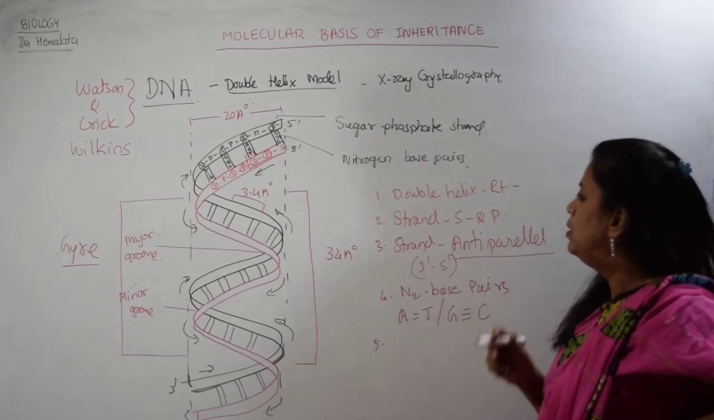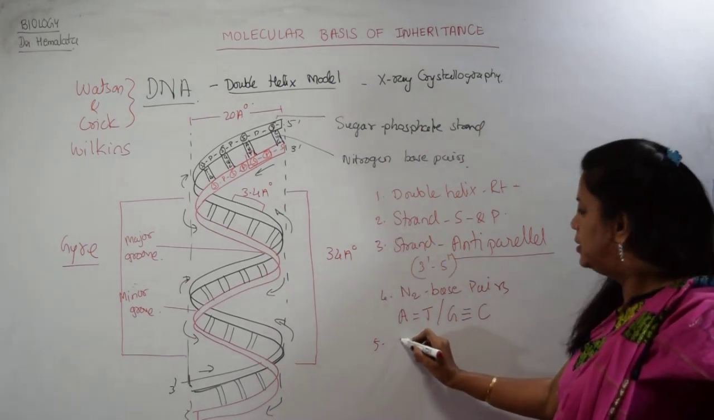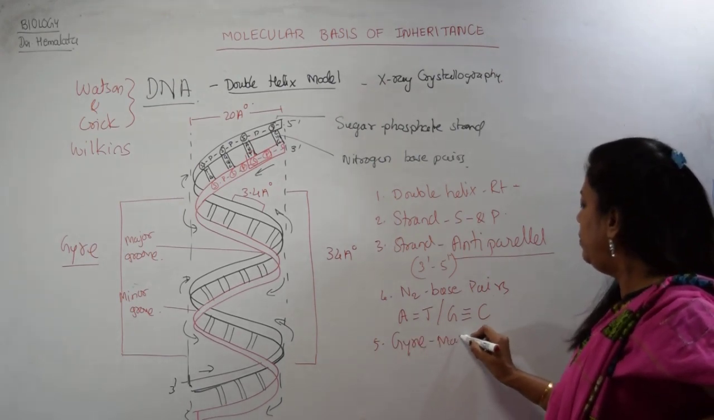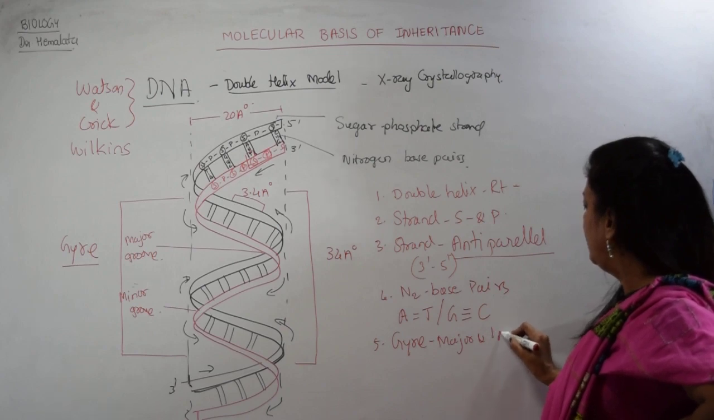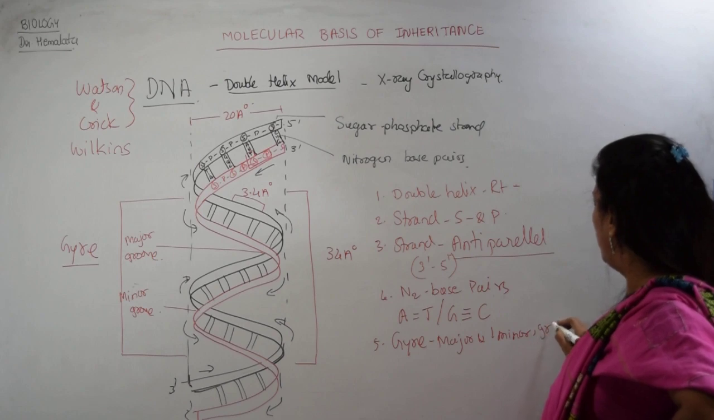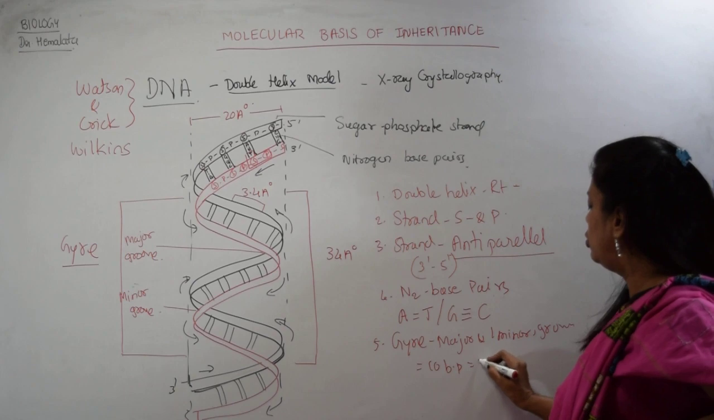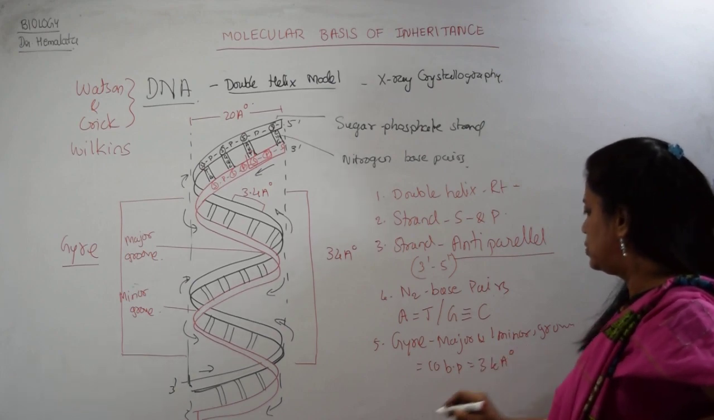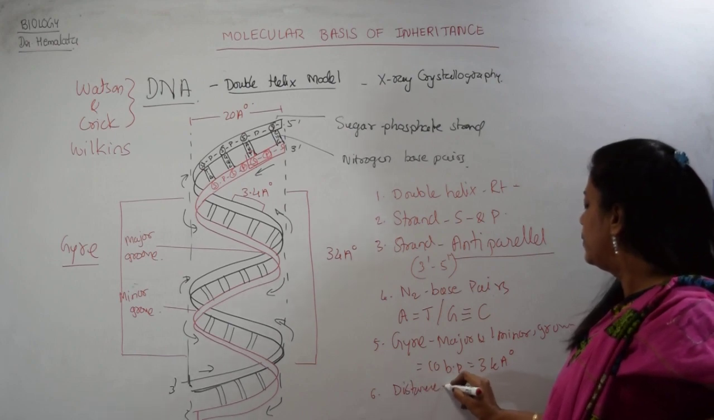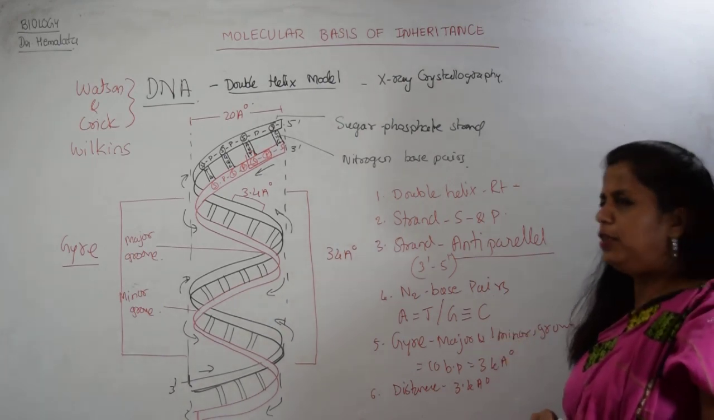Next, the DNA will be showing the right-handed helix. It shows a complete turn, we call it a gyre, which involves one major and one minor groove. Minor groove. This involves 10 base pairs, which is equal to 34 angstroms. 6th point, the distance between nucleotides is 3.4 angstroms. Right? These are the basic things to write.